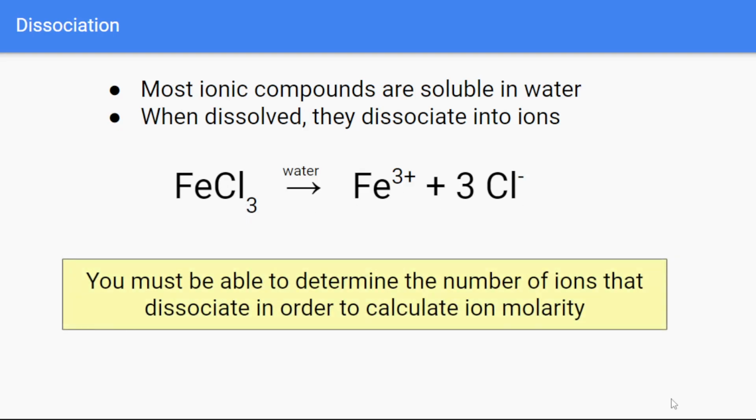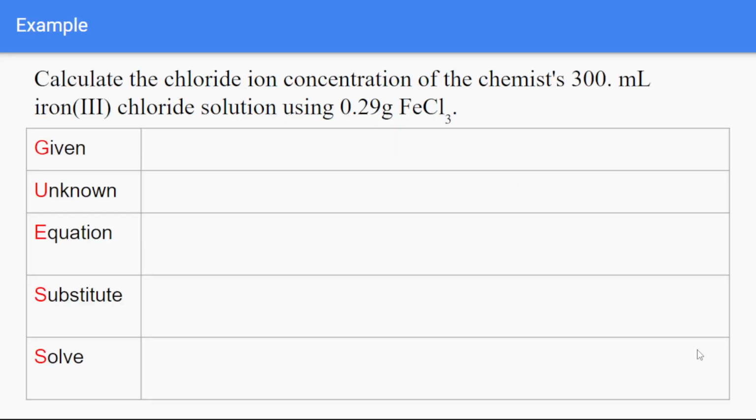When you're doing ion molarity problems, you need to know how many of each type of ion and the total number of ions, because there are different types of ion molarity problems. Sometimes you solve for the chloride ion in this example, or the iron ion, or the total number of ions.